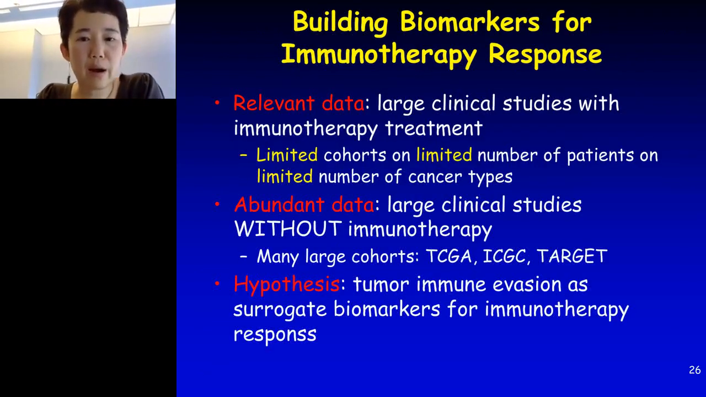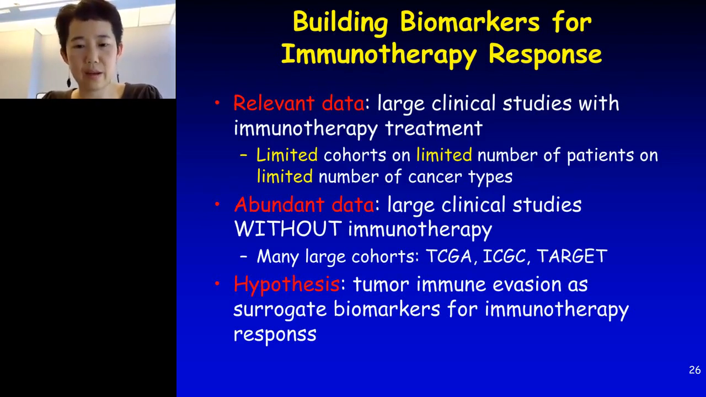So we want to build a biomarker for immunotherapy response. The relevant data is large clinical studies with immunotherapy treatment. Unfortunately, the published cohorts have a very limited number of patients and also limited number of cancer types. So far, immune checkpoint blockers have only been used in very few cancer types. What we do have in abundance is large clinical studies without immunotherapy. For example, in the US, there is the TCGA, where scientists have profiled over 10,000 tumors over 33 different cancer types. ICGC is an international effort from Europe, Asia, and the US, and TARGET is a pediatric tumor consortium for the US.